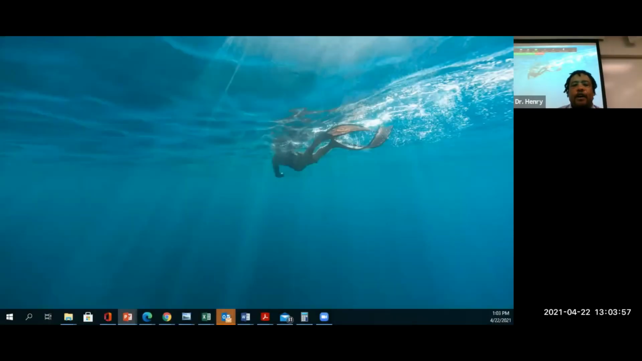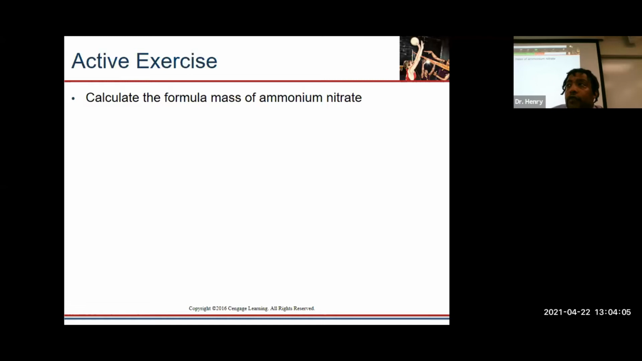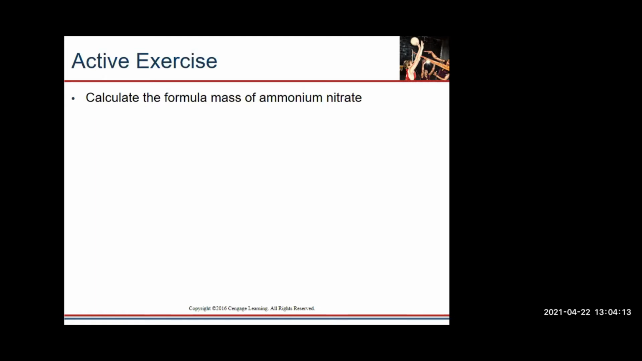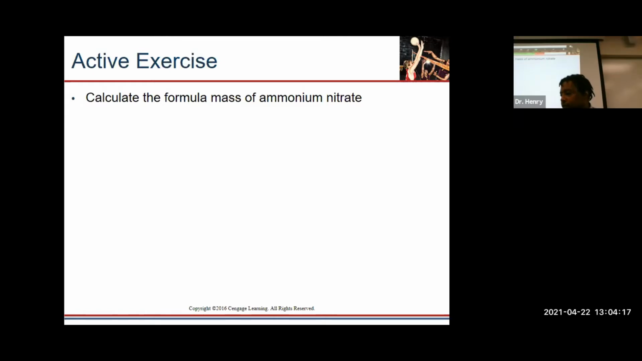So last we left off, we were talking about formula mass, right? I believe we left off here. Calculate the formula mass of ammonium nitrate. So how would I go about doing this? Write the chemical formula. Okay, so what is the chemical formula for ammonium nitrate?